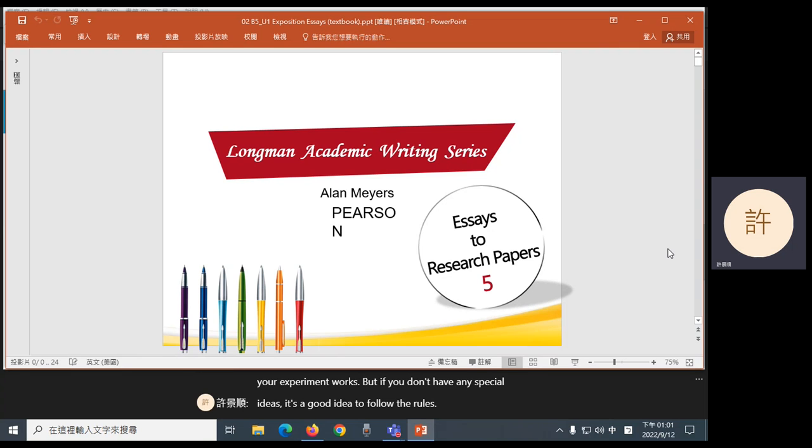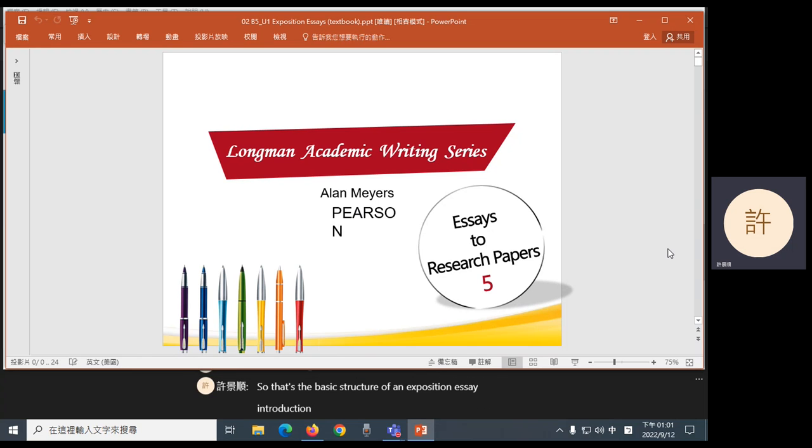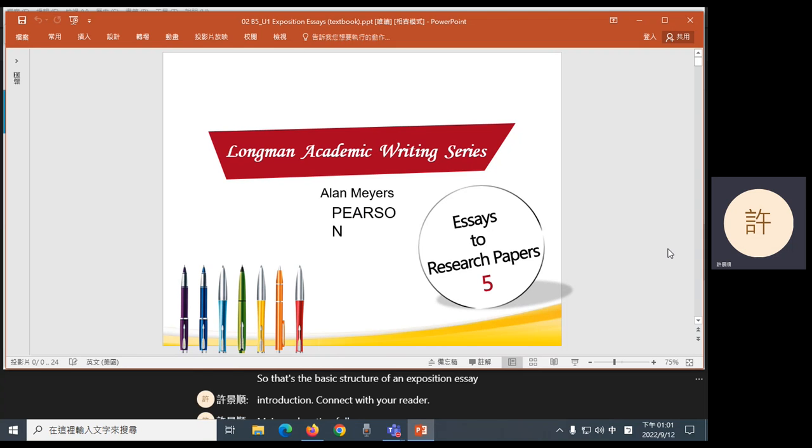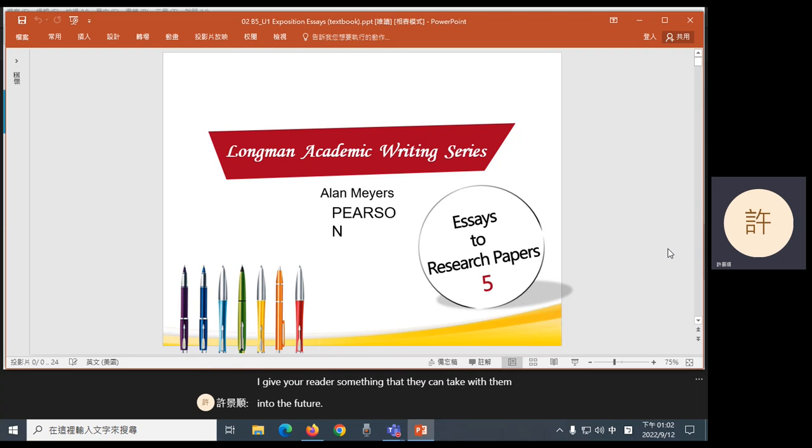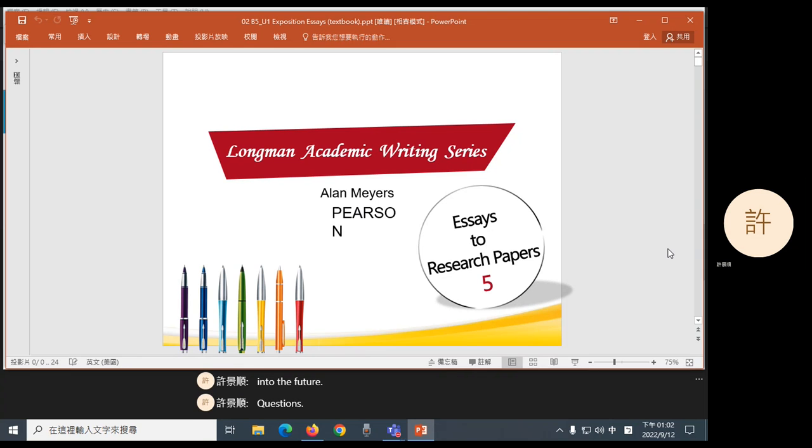So that's the basic structure of an exposition essay. Introduction, connect with your reader. Main explanation, follow some kind of order according to your topic. And conclusion, give your readers something that they can take with them into the future. Questions? So it's kind of abstract.